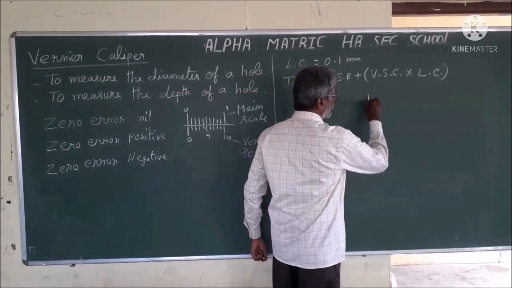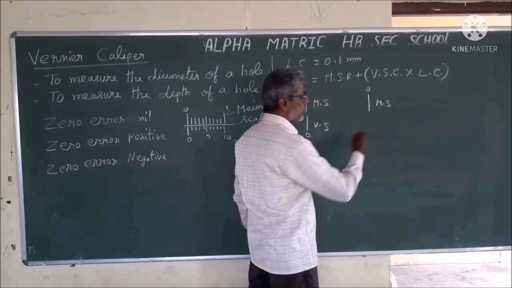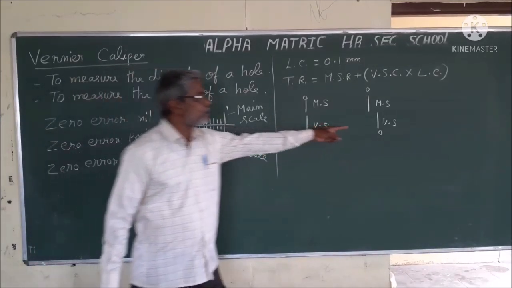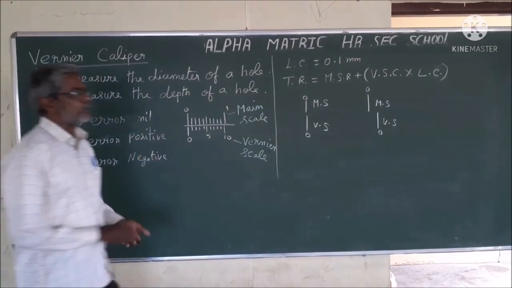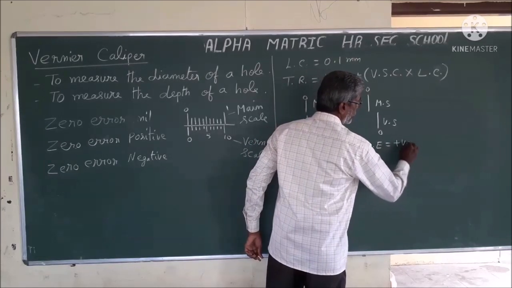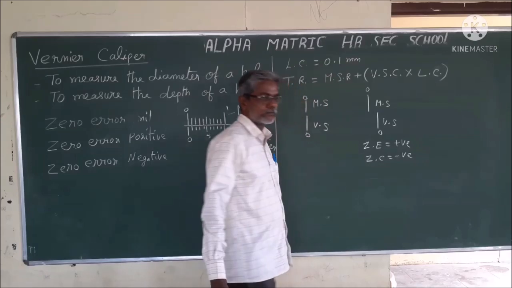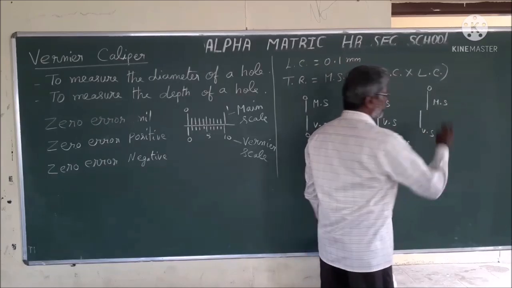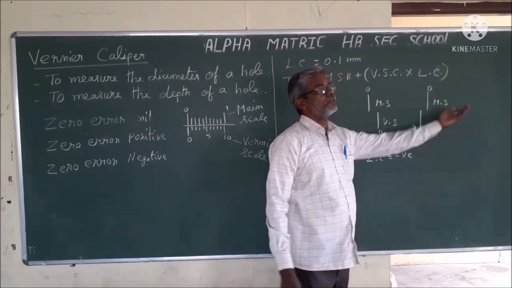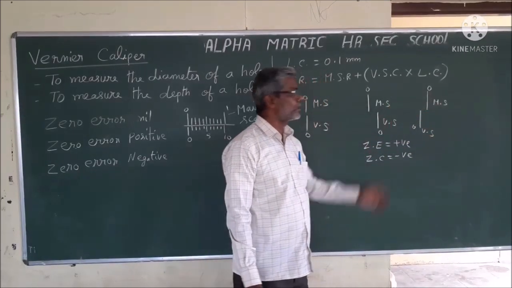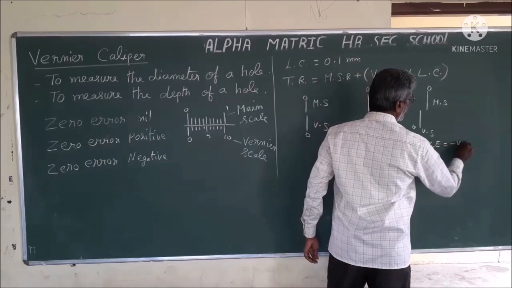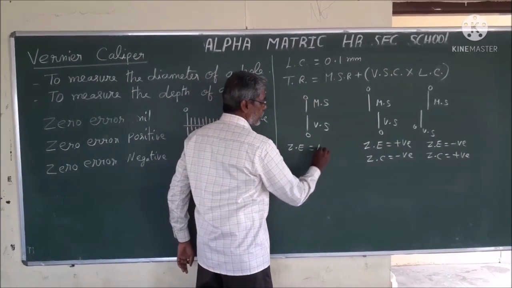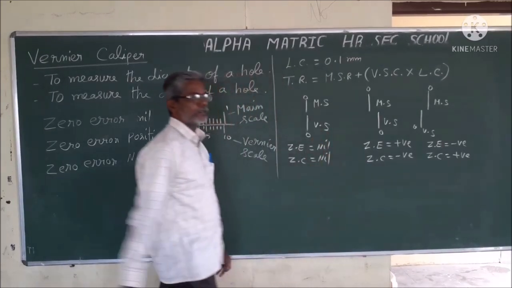Next, if the zero of the main scale is just before the zero of the vernier scale, then I can call it zero error is positive. So zero error is positive and zero correction will be negative. Suppose the zero of the vernier scale is just before the main scale, then zero error is negative and zero correction is positive. Here, zero error is nil as well as zero correction is also nil.